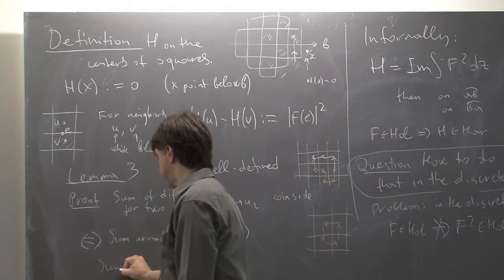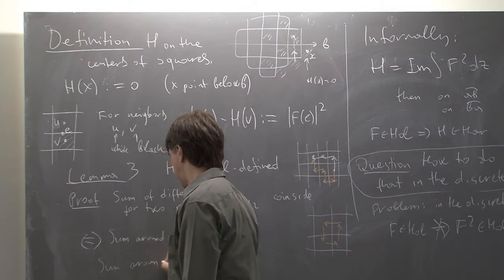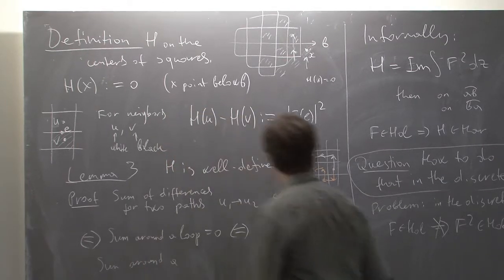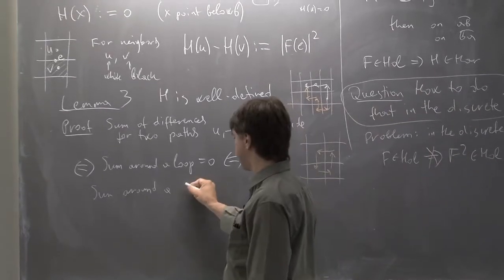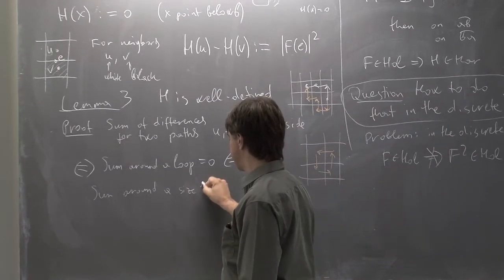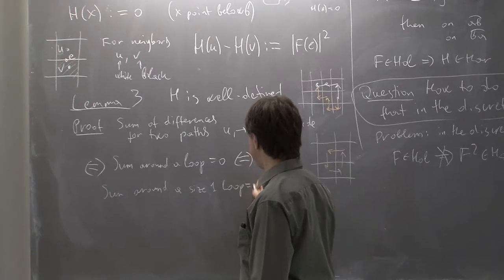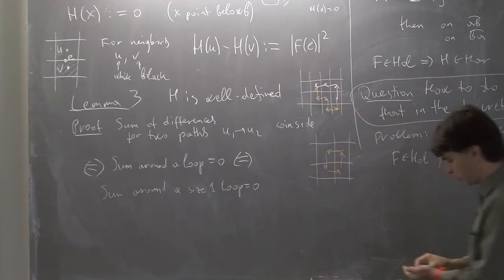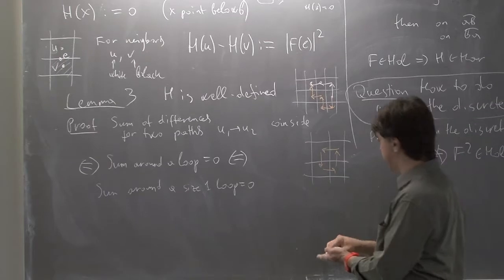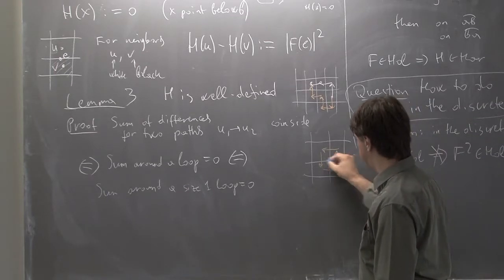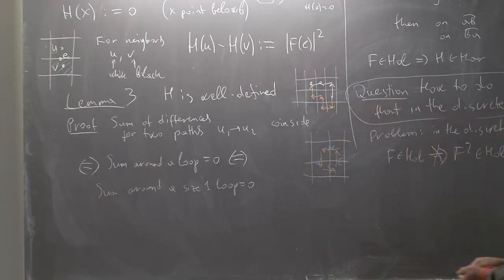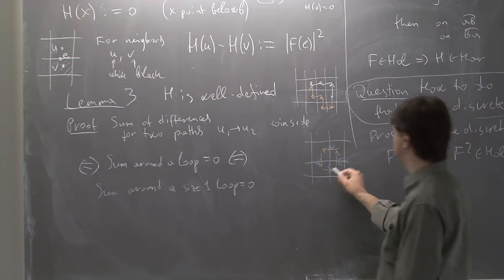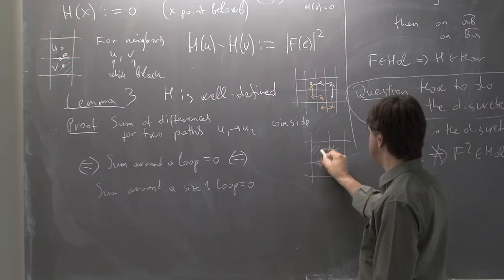So the sum around the smallest loop, a size 1 loop, is equal to 0. Now, on this picture, if we denote again these edges west, east, north, and south, and then we have some black and white coloring, for example, it could be this one or the opposite one.